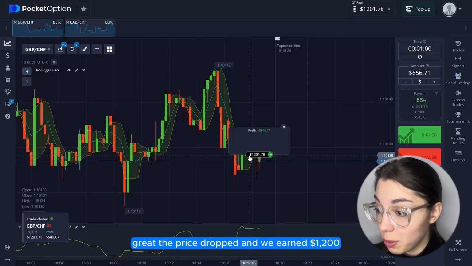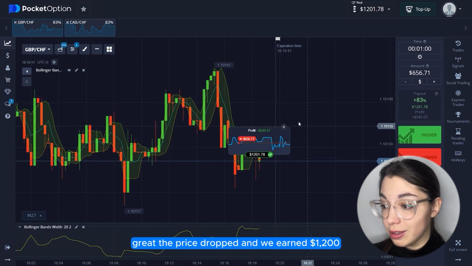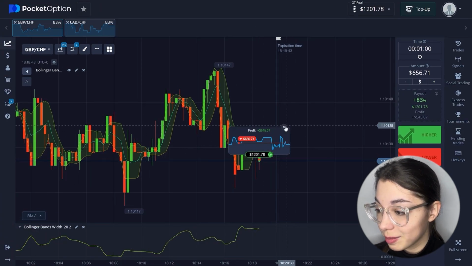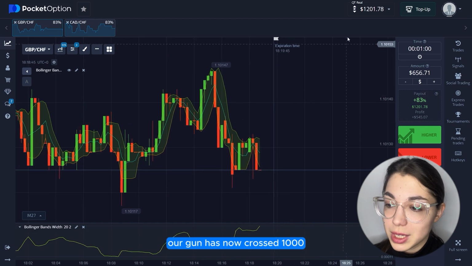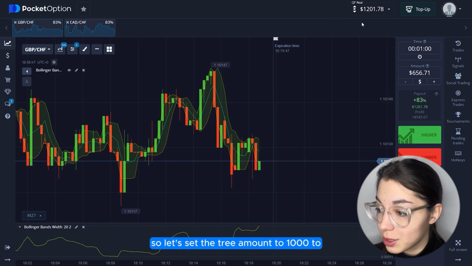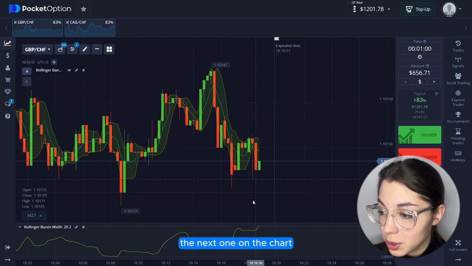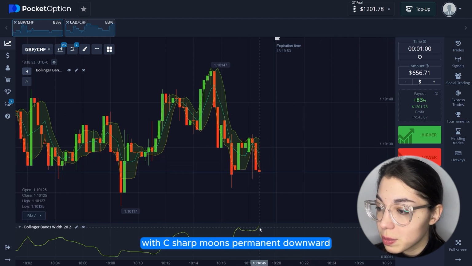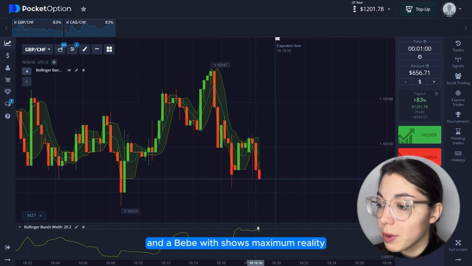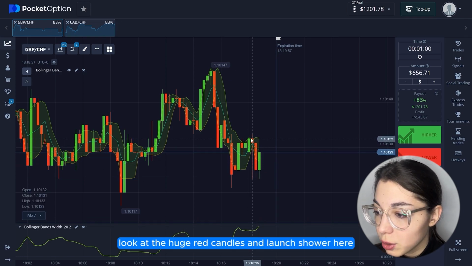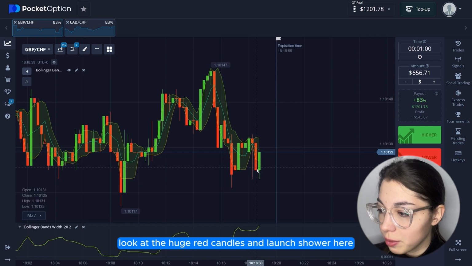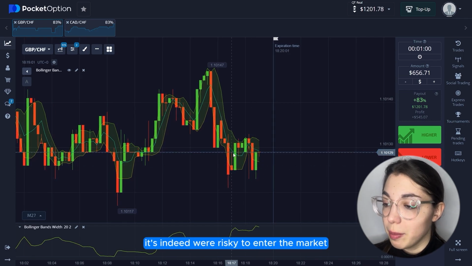Great, the price dropped and we earned $1,200. Our account has now crossed $1,000, so let's set the trade amount to $1,000 for the next one. On the chart, we see sharp movements primarily downward, and the BB width shows maximum volatility. Look at the huge red candles and the long shadow here. It's indeed very risky to enter the market now.